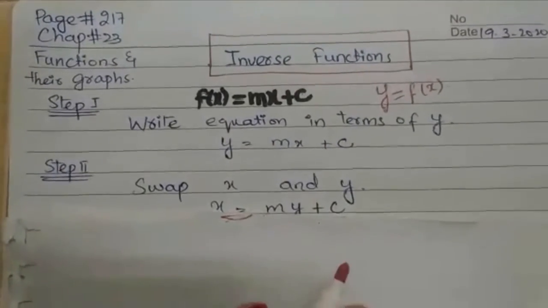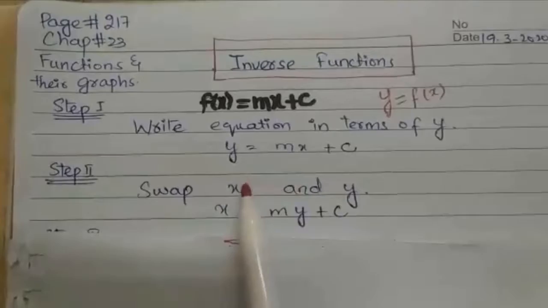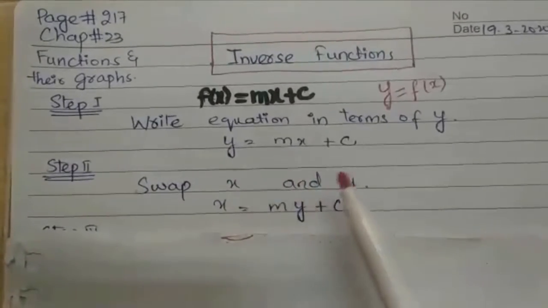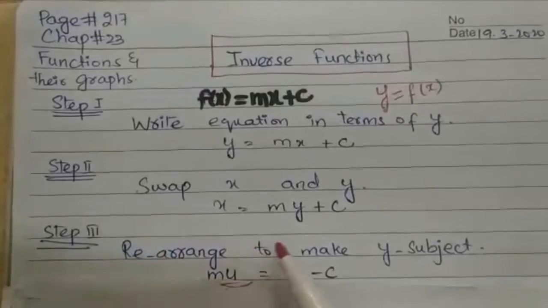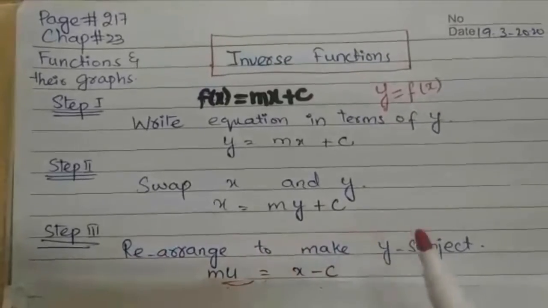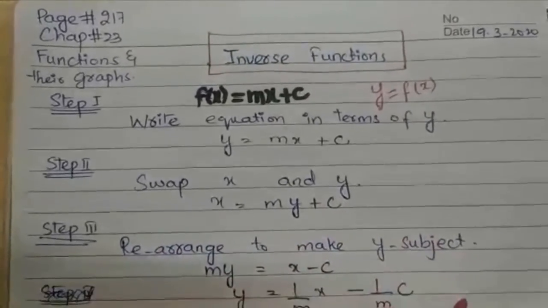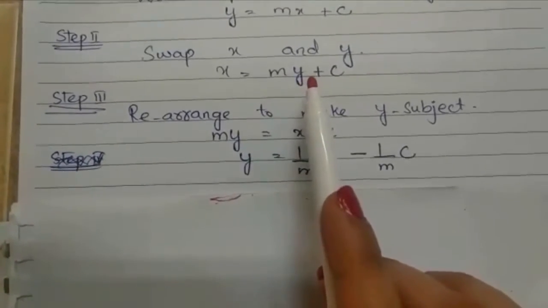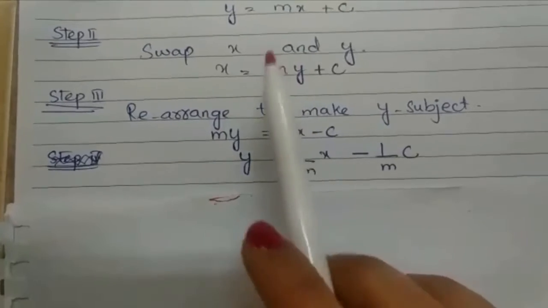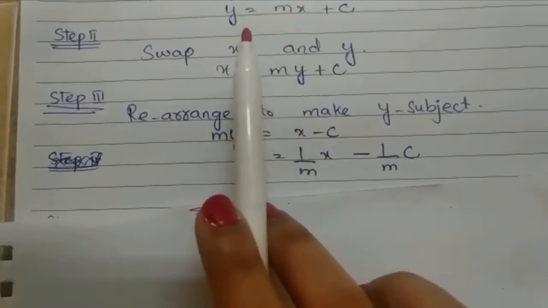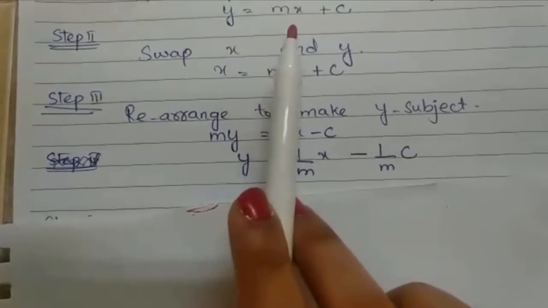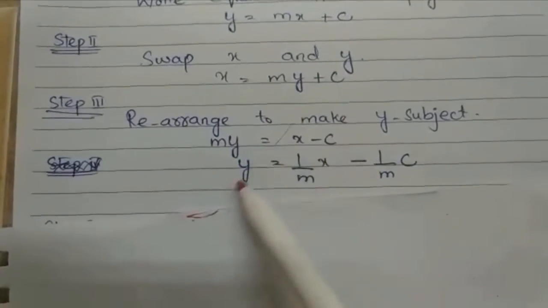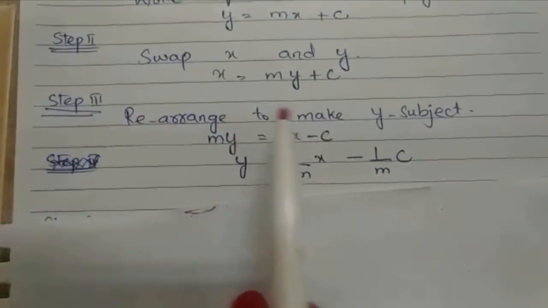Okay, in step 2, you have to swap x and y from their places. Just swap. In step 3, you have to rearrange to make y the subject. It means you have to find the value of y for this equation. Here, when you swap x with y, y equals mx plus c becomes x equals my plus c, right? Then you have to rearrange to make y the subject.